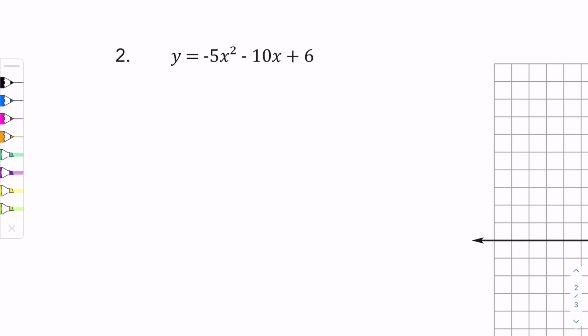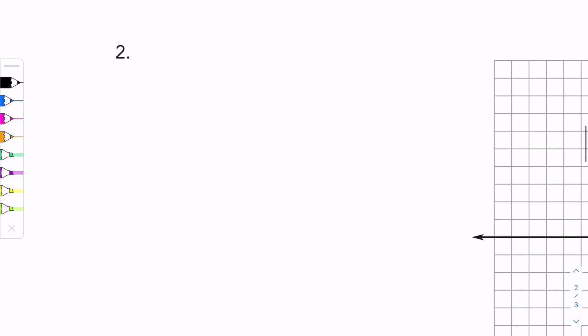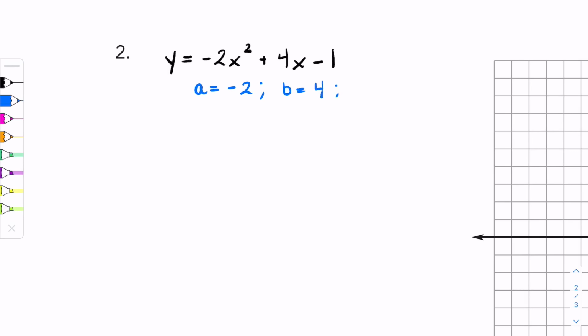For example set 2, I'd like everyone to change this equation. The one I gave you, this one here, negative 5x squared minus 10x plus 6, doesn't fit on the graph. So if we change it, we'll make something fit right to the graph. Let's change this and graph the equation y equals negative 2x squared plus 4x minus 1. And from this problem, we can identify our a value as negative 2, our b value as 4, and our c value as negative 1.